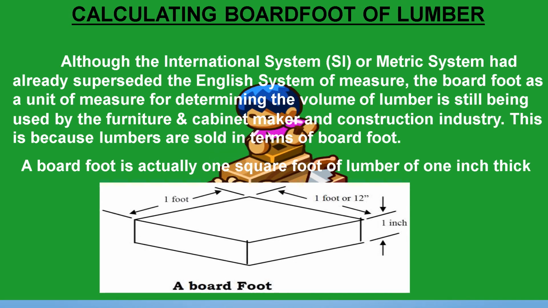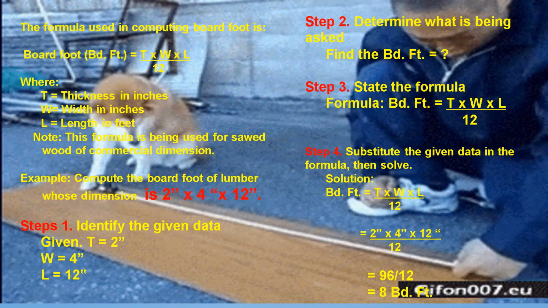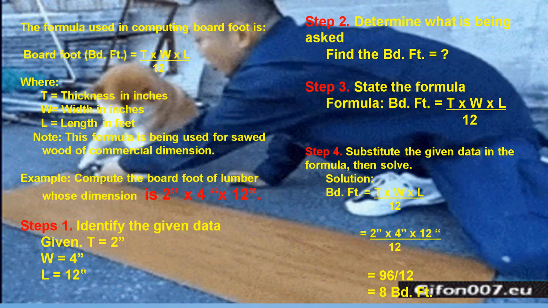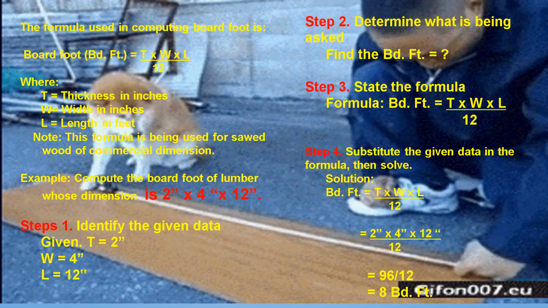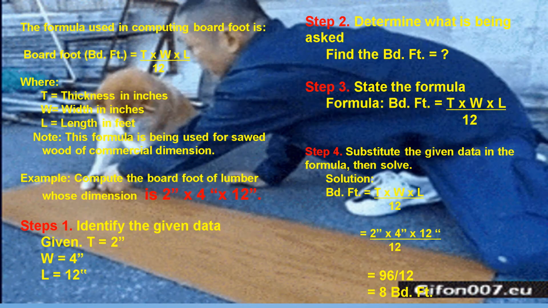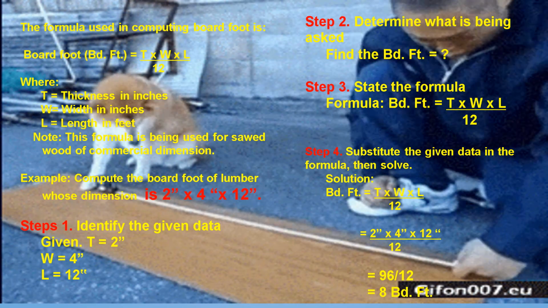A board foot is actually 1 square foot of lumber 1 inch thick. As you can see in the pictures below, a board foot. The formula used in computing board foot is equal to T times W times L over 12, where T is thickness in inches, W is width in inches, and L is length in feet.